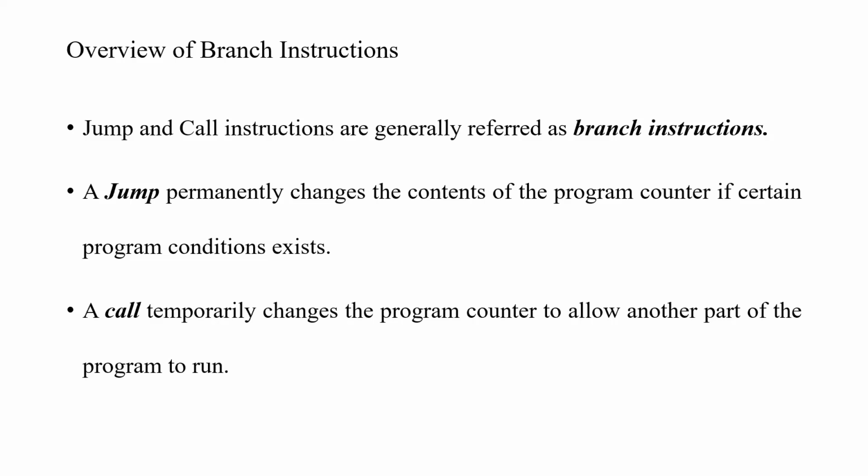Since the ISR is very small, it will execute that one, and again the control is returned to the program the processor was running before. So the program counter will have the address where it has to start executing. That's the reason the call instruction temporarily changes the program counter to allow another part of the program to run. We'll understand this as we proceed with the branch instructions.